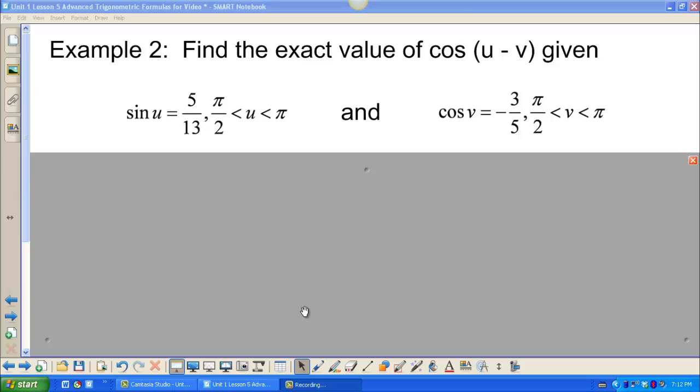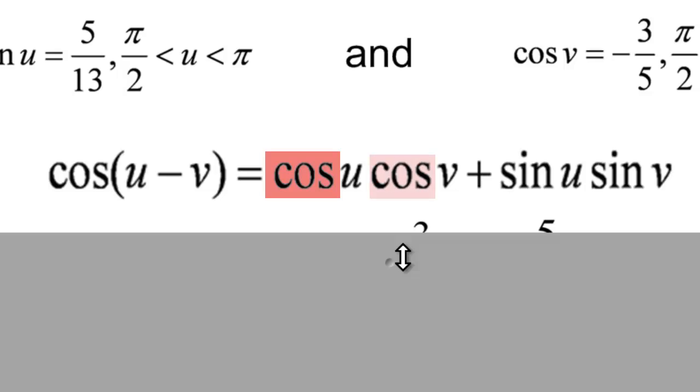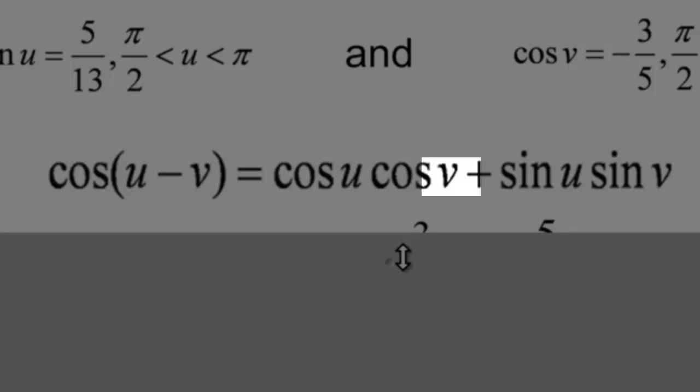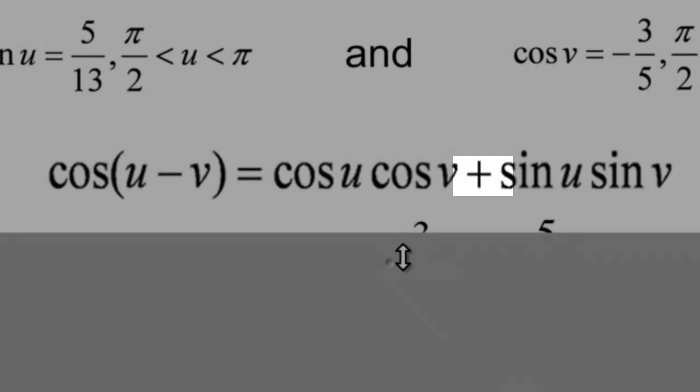And here we are at example 2, where we have to find the exact value of the cosine of u minus v given some information about angle u and about angle v. So let's just start with the cosine of u minus v. If I think about my sum and difference rules, sine is sine, cosine, cosine, sine. Cosine is cosine, cosine, sine, sine. And when I'm doing a sum or difference of cosine formulas, you have an opposite sign. So I'm going to add their products because I'm subtracting the angles.